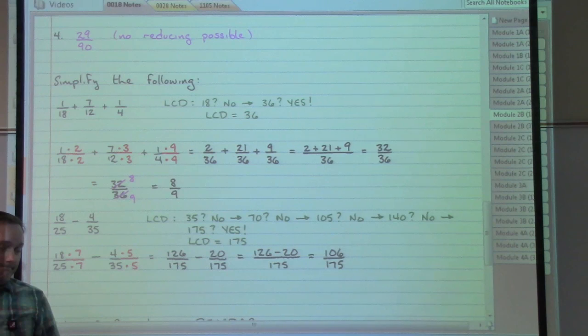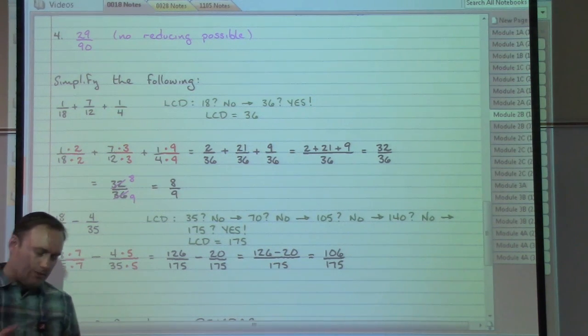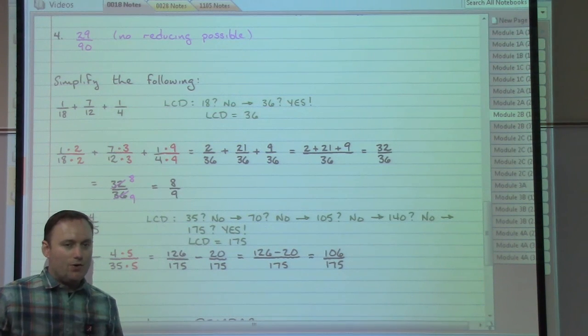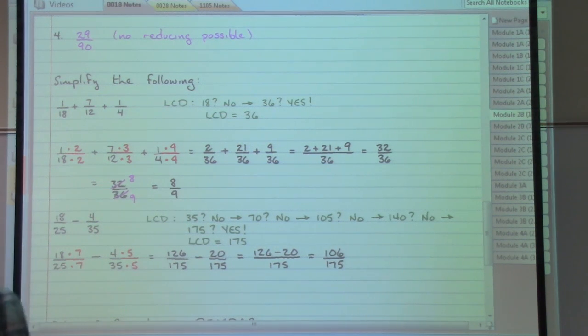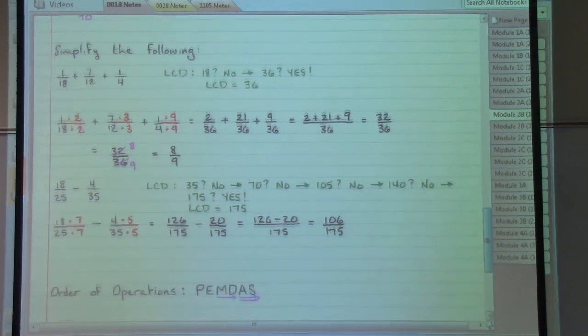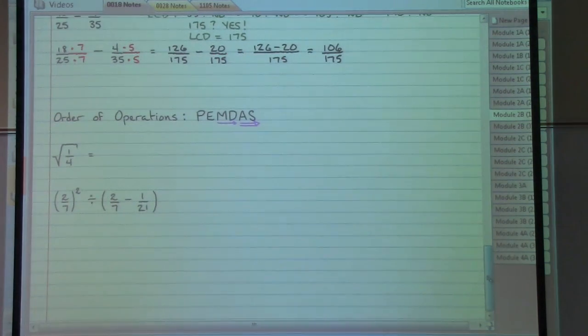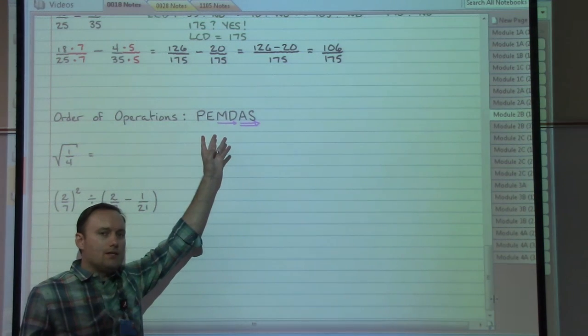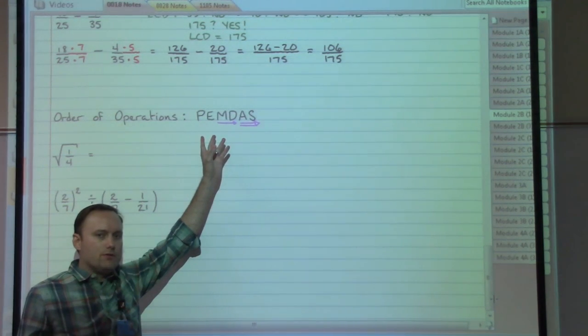At this point, having discussed the multiplying, the dividing, and now the adding and subtracting, we can put everything together as we had with our integers and come back to the order of operations. So some quick comments about the order of operations. The order of operations is exactly the same as it was when we had discussed it at the end of our integers.